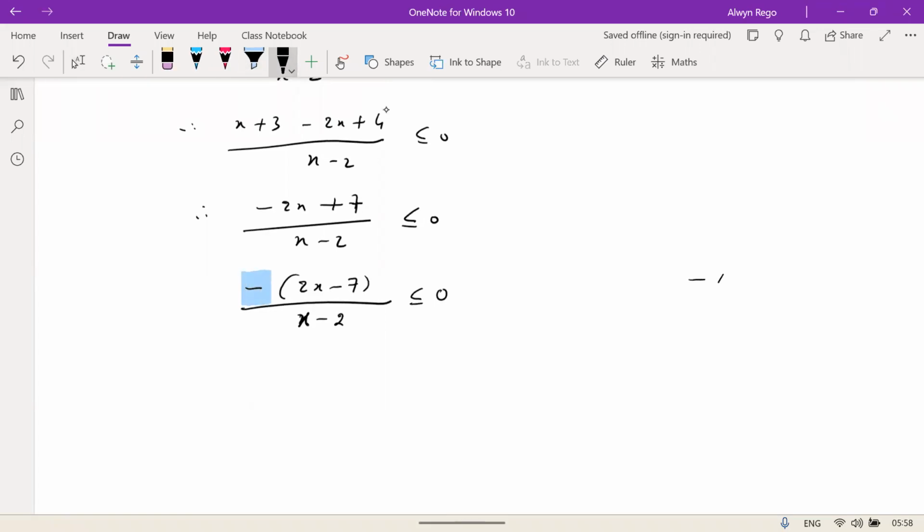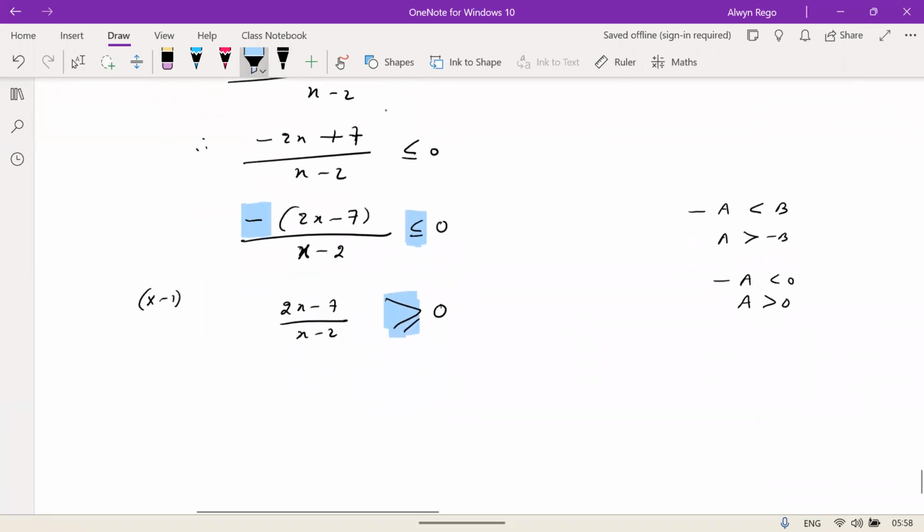I told you if you have negative a is less than b, then a becomes more than negative b. Or if you have negative a is less than 0, then a is more than 0. So basically, if I multiply both sides by negative 1, you'll find that it becomes 2x minus 7 divided by x minus 2 is more than or equal to 0. The inequality immediately switches. Therefore, if you equate the numerator to 0, you'll find that 2x minus 7 is equal to 0. Therefore, that implies that x is equal to 7 by 2.